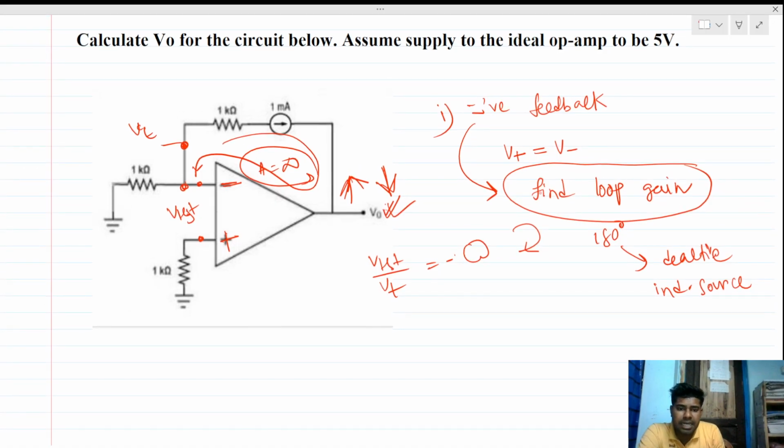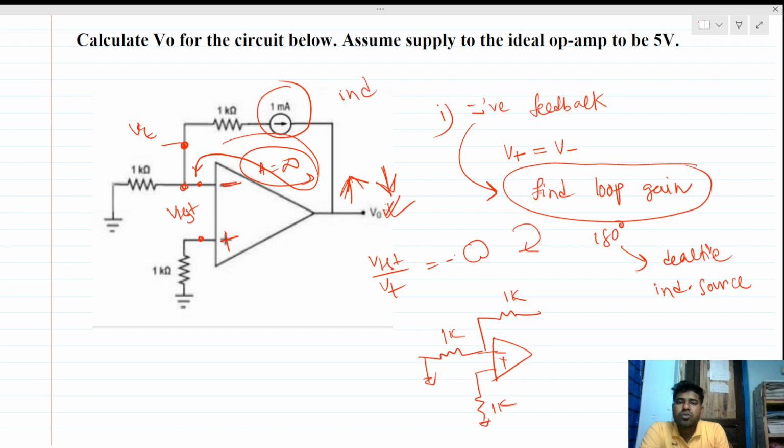We can directly see it if we redraw the circuit. So this will be 1k, this is also 1k, and this is also 1k, and this current source is independent, right? So the current source will be open circuited to check the feedback in this circuit. Actually we can see that there is no feedback present here, right?